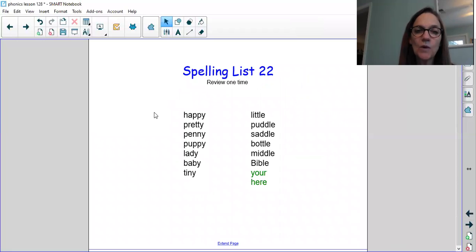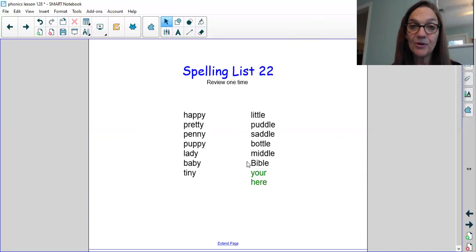All right, spelling list 22. Remember, all of our words with a short vowel have a double consonant after the short vowel. That's the rule. If it doesn't have a double consonant, it's because it's a long vowel word. If it's a long vowel word, it doesn't have a double consonant. There's only 3 words that don't have a double consonant besides our sight words. Those are lady, baby, and tiny. The rest of them have double consonants.